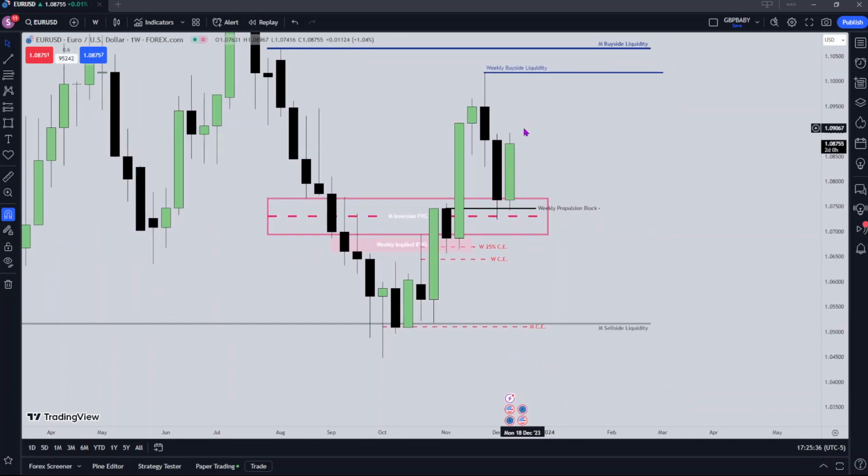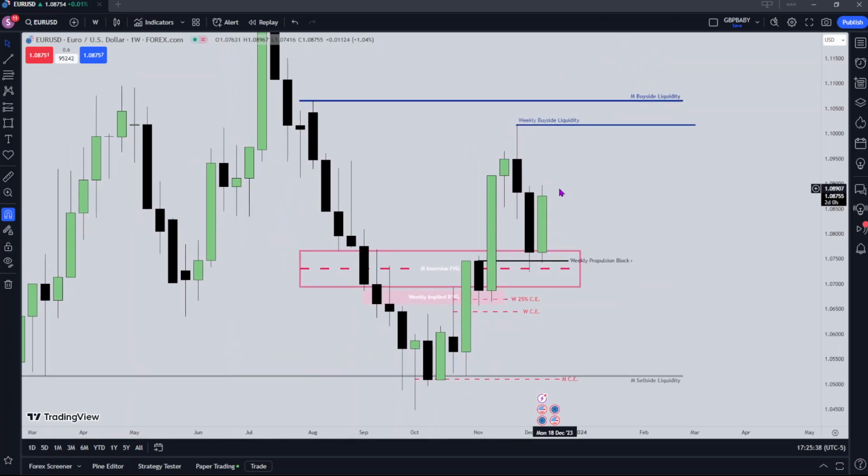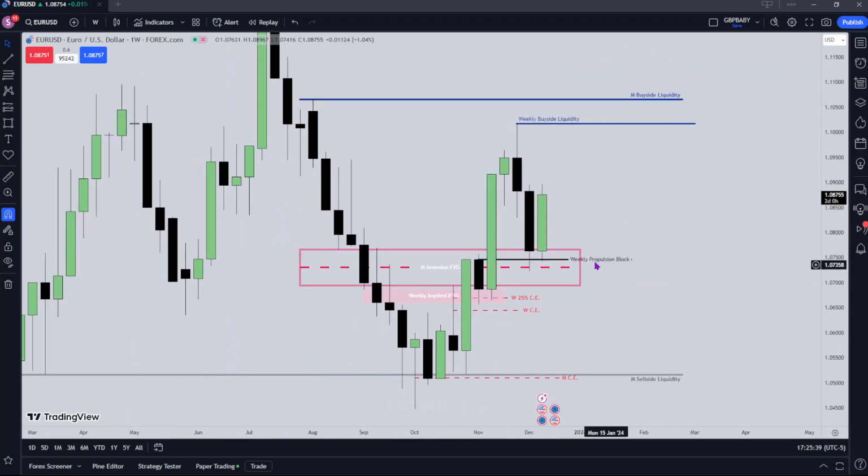Is there anything else here I really want to look at? No. Right, so now we've got a weekly propulsion block. We've got the weekly buy side liquidity that we're aiming for. Obviously this fair value gap, which we've now delivered on the downside and the upside.